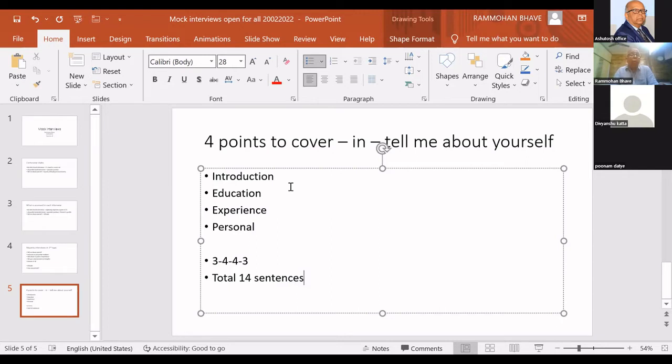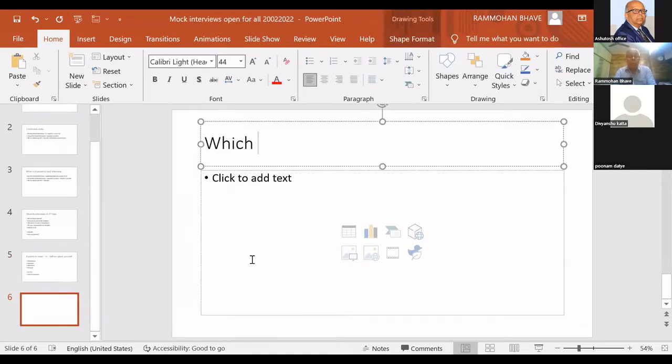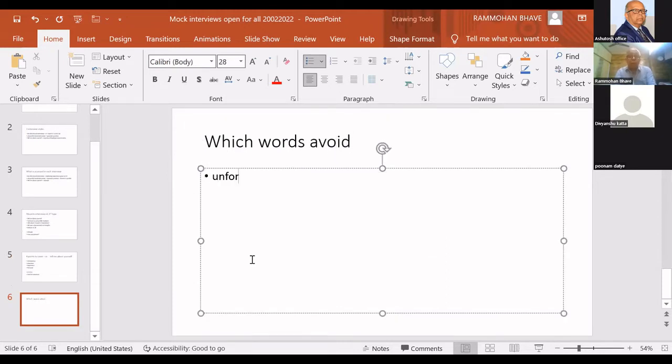Then words to avoid. Which words should you avoid? They are all given in my article. The first important word you should avoid is unfortunately. Another word you should avoid is no. Don't start a sentence with no.